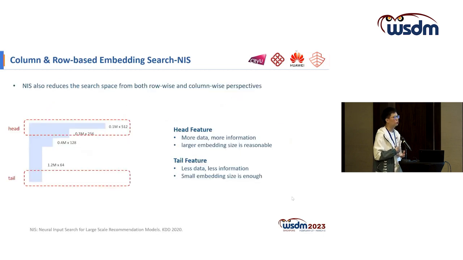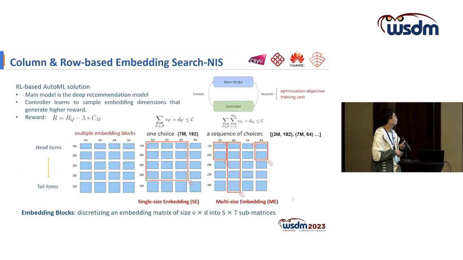Besides, NIS also reduces the space from both the row-wise and the column-wise perspective. It also claims that for the head features with more data and more information, using a larger embedding dimension is reasonable because it can improve the performance due to a larger model. And for the tail features with less data and less information, assigning a smaller embedding dimension is enough because it can prevent the model from overfitting.